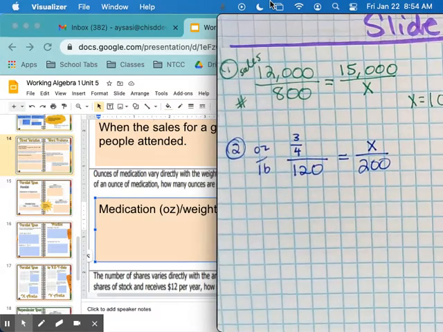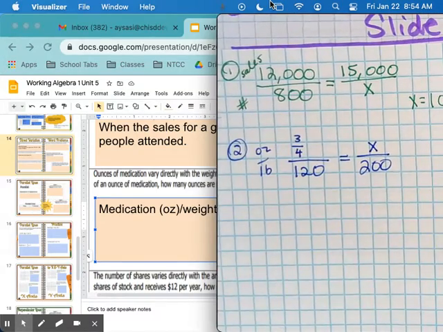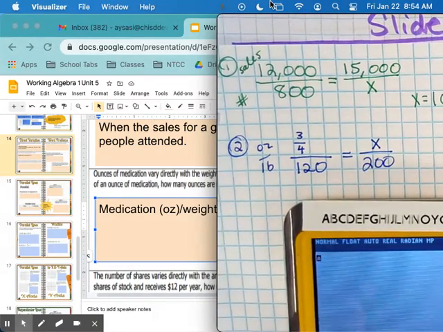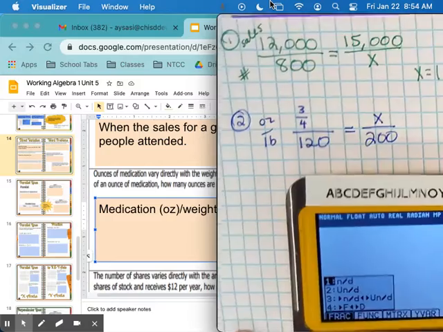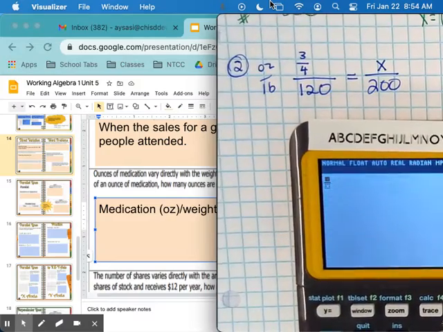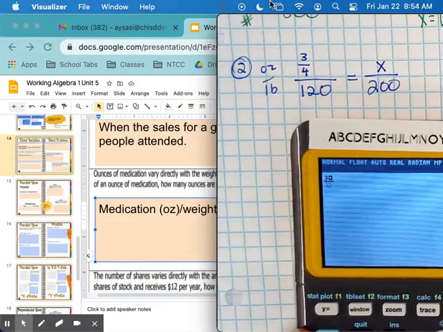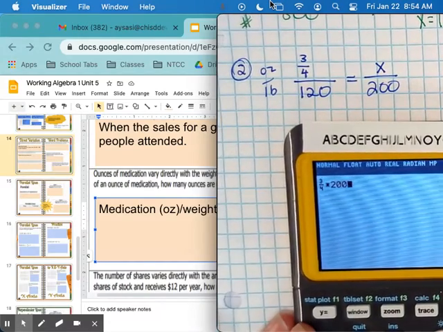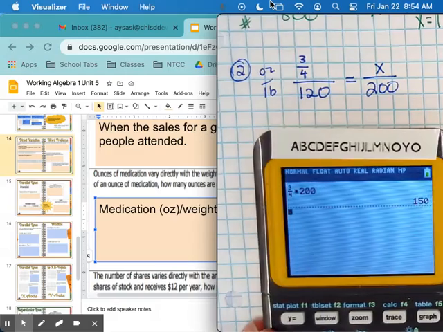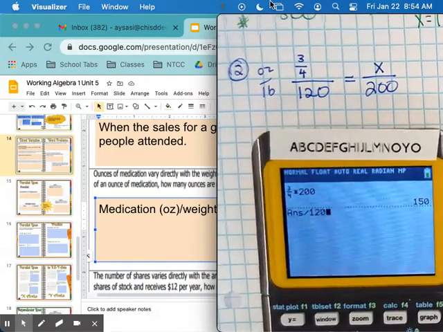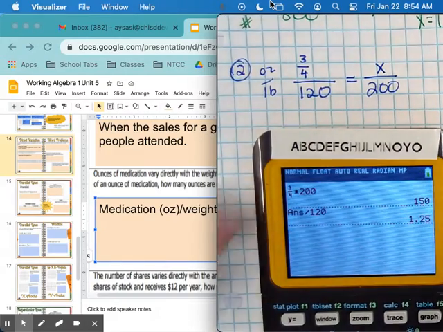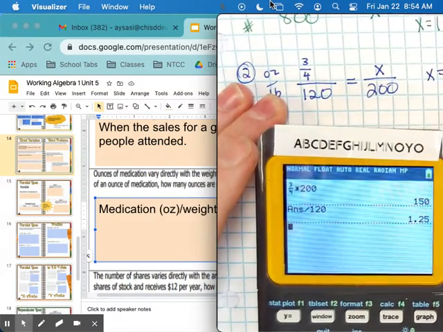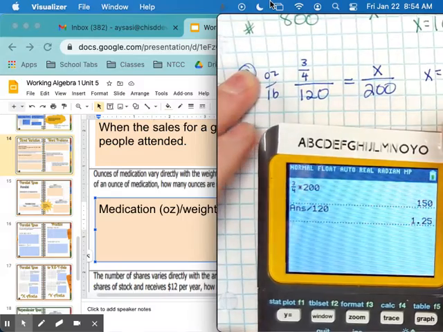So cross multiply and divide. Even though this is a fraction, you can still do the same exact thing. So you can do the fraction 3/4 times 200. And then divide by 120. 1.25. And it is in ounces, right?